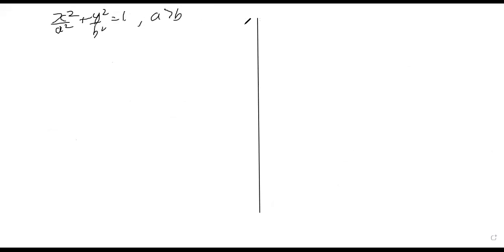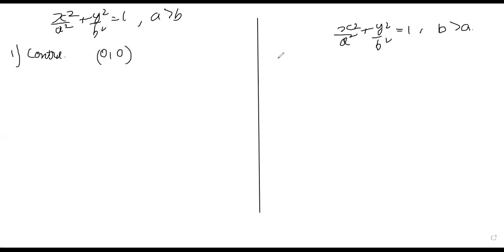So let's make a table for both types of ellipse. First one was x square upon a square plus y square upon b square equals to 1 when a is greater than b. Another one is x square upon a square plus y square upon b square equals to 1, but here b is greater than a. First of all, let's talk about the center. Center is what in both of these cases? 0, 0. Yes, center lies on the origin.